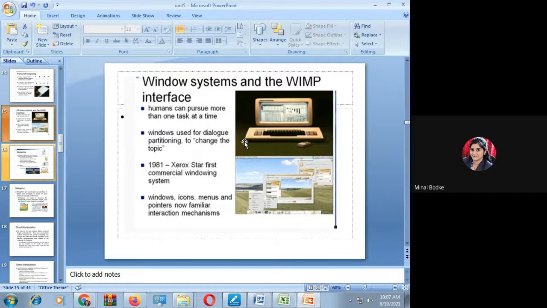Now, this WIMP interface was developed in such a way that even a person without computer literacy can operate the system, electronic systems as well as hardware systems, using the WIMP interface. In which era was the WIMP interface developed? In 1981, it was developed.